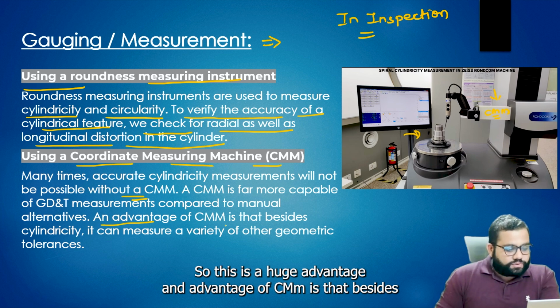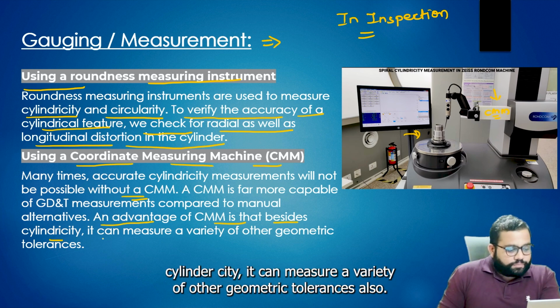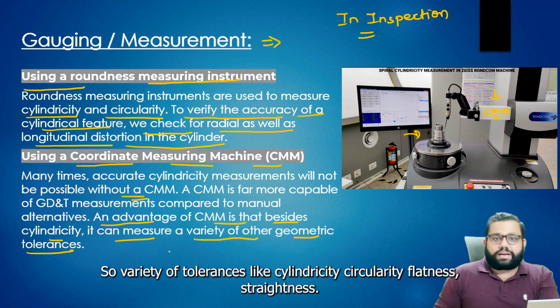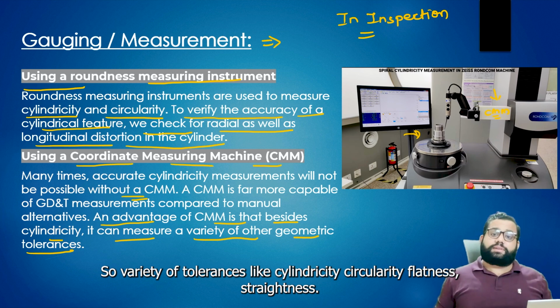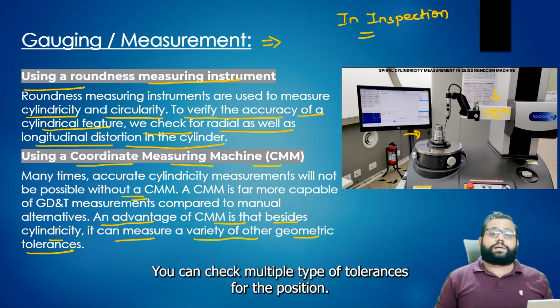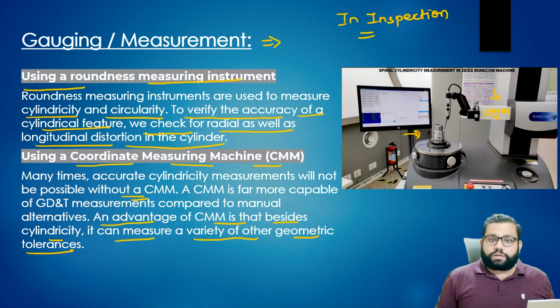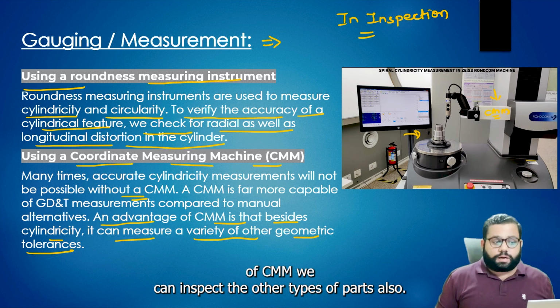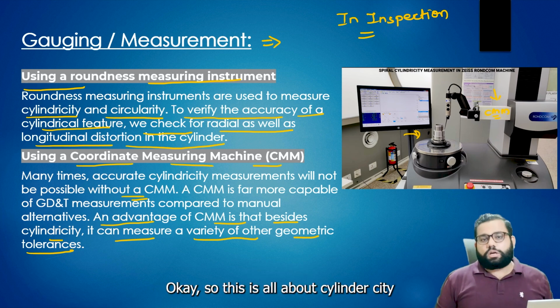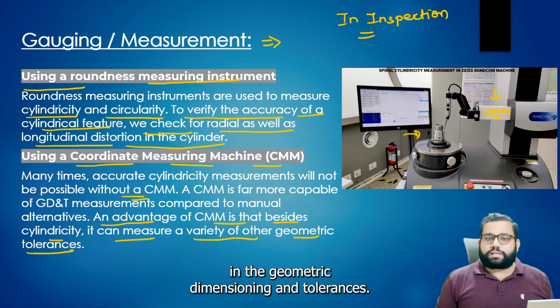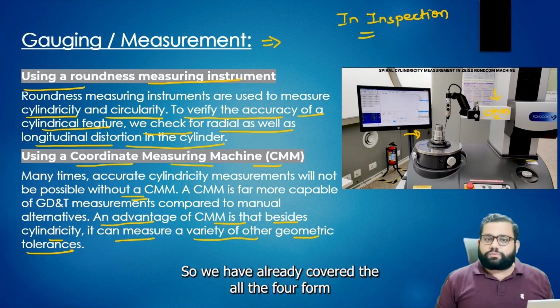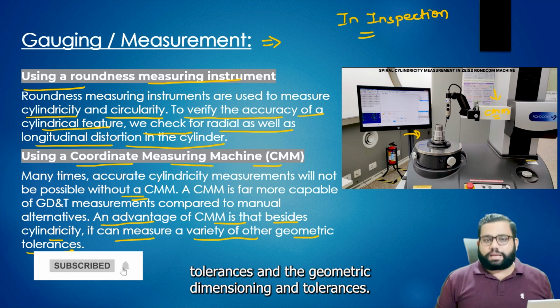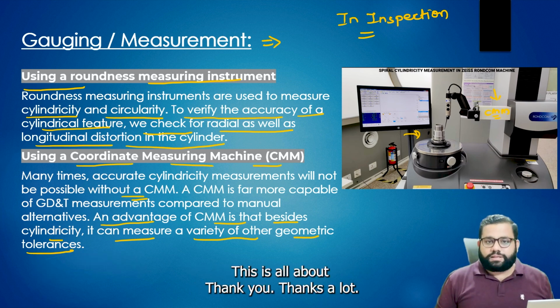An advantage of the CMM is that besides cylindricity, it can measure a variety of other geometric tolerances also, like circularity, flatness, straightness, position, and profile. So with the help of a CMM, we can inspect other types of parts also. This is all about cylindricity in geometric dimensioning and tolerancing. We have now covered all four form tolerances. This is all for today. Thank you. Thanks a lot.